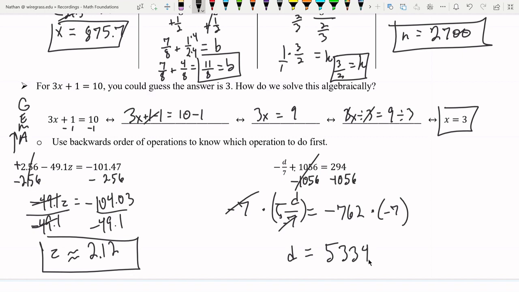So in general, you're going to always take care of the term that doesn't have the variable first, and then you're going to take care of the term, the factor that's multiplying the variable. Backwards order of operations is key.